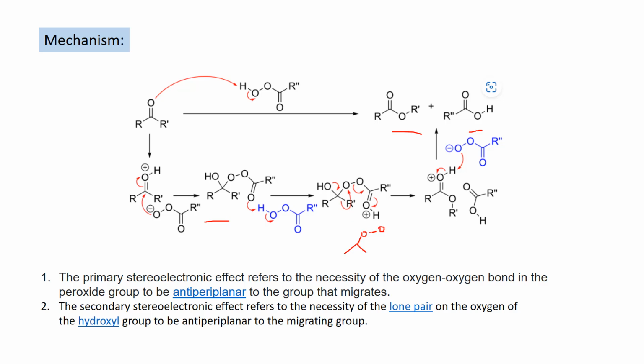Here you can see the anti-periplanar arrangement is between this bond and this bond. So just consider this one as R prime and this as R. Then what will happen? This bond will be shifted. There is an issue in the picture. So this bond, which is anti-periplanar with the oxygen-oxygen bond, that group will be shifted from the carbon center to the oxygen center.